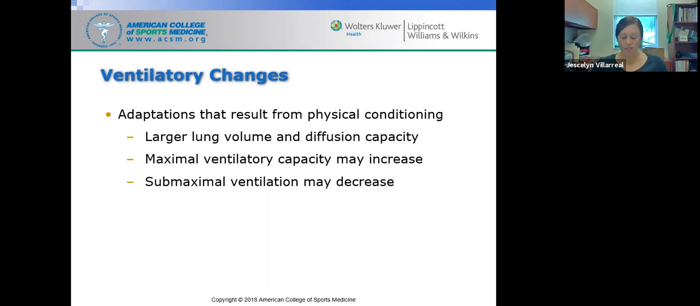Ventilatory changes, so we see the larger lung volume and diffusion capacity at rest and during exercise. Adaptations from physical conditioning, during rest and during exercise. Maximal ventilatory capacity may increase with exercise, but it is unclear that this provides any advantage other than an increased buffering capacity for lactate. Submaximal ventilation may decrease because there's a decrease in production of lactate that coincides with a decrease in the need to buffer lactate, which results in a decrease in ventilation.